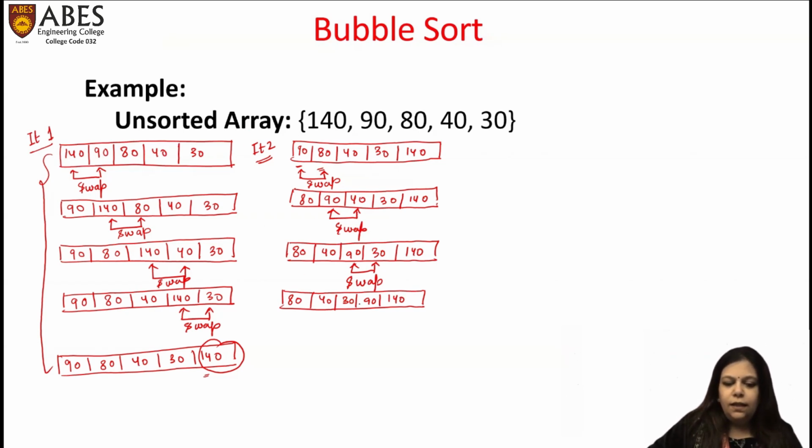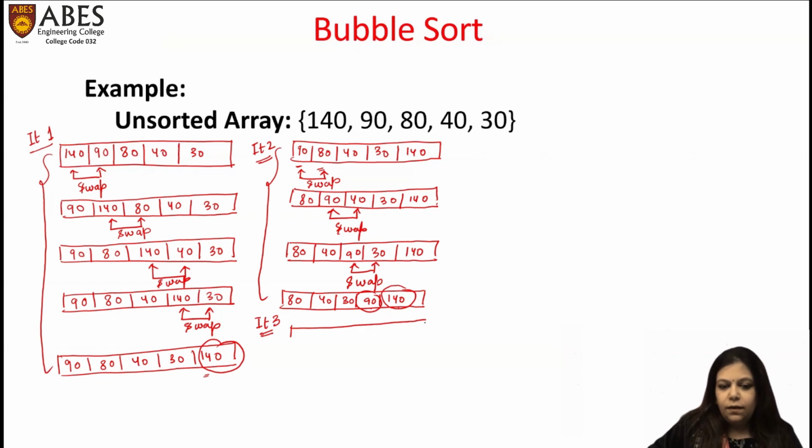So as you can see that there is no need of comparing 90 with 140 because 140 was already fixed in the previous iteration. So here you can see that the second largest element 90 has got its appropriate position. So this is iteration 2 in which the second largest element has got its appropriate position. Now coming on to the next iteration, that is iteration number 3.